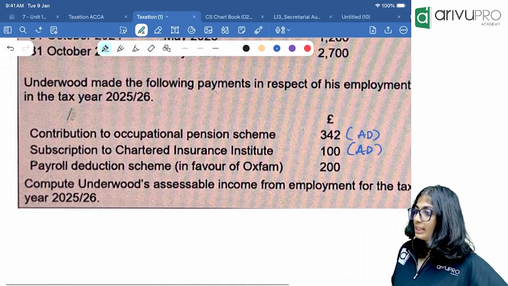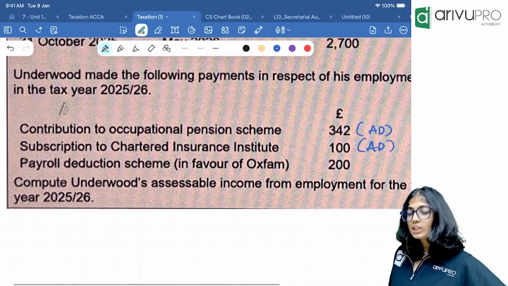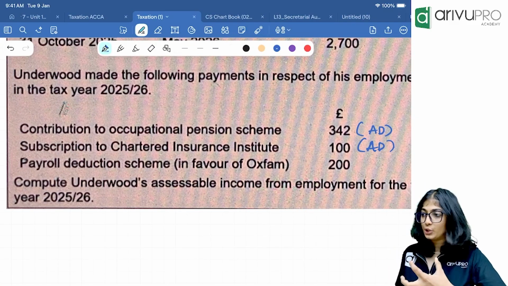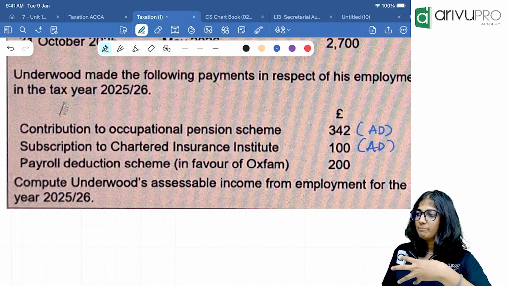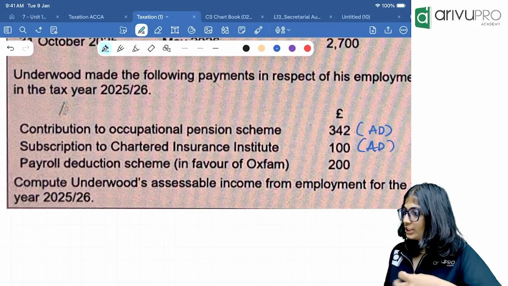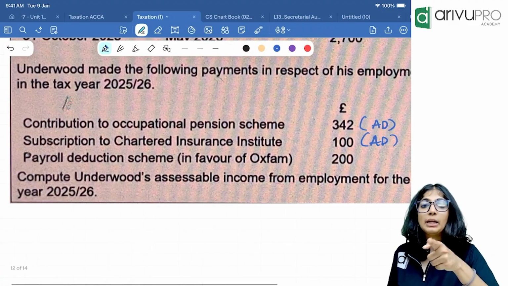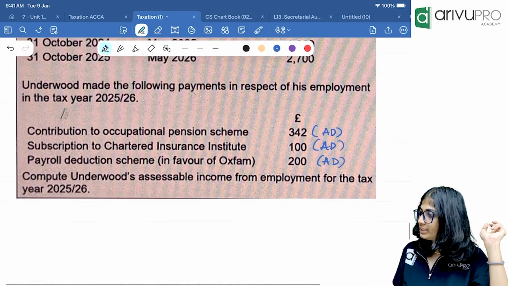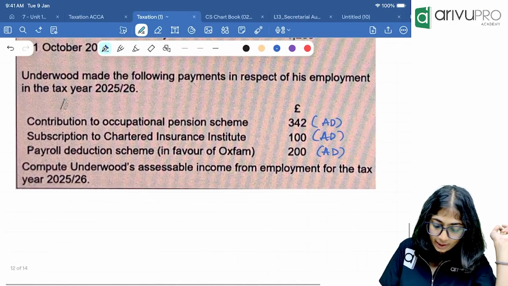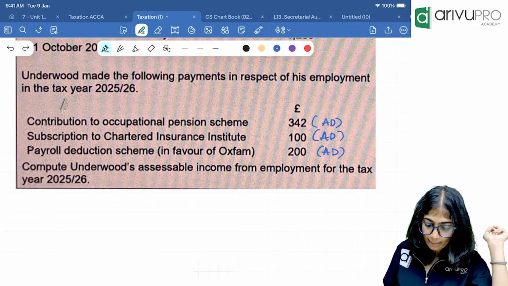Payroll deduction scheme in favor of Oxfam. Oxfam is a charitable institution. Under payroll deduction scheme, he is paying charitable donations. Is it an allowable deduction? Yes. All of these are allowable deductions. Now we have to calculate his assessable income from employment.